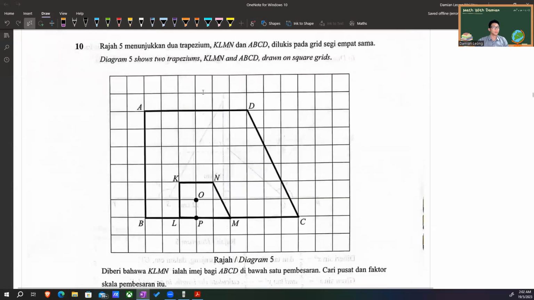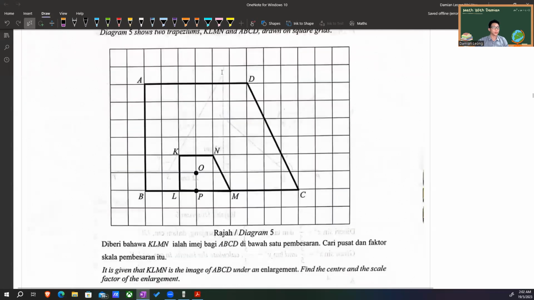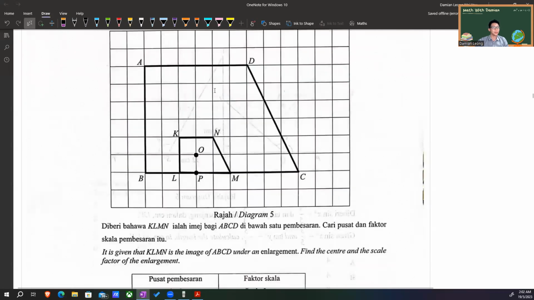Question 10. I have these two trapeziums, KLMN and ABCD on the square grids. So KLMN is the image of ABCD under an enlargement. I want the center and scale factor of the enlargement. If I see the scale factor, I compare the length. KLMN is the image of ABCD, not ABCD image of KLMN. So the smaller one is the image. So scale factor is always length of image over length of object. This is 6 boxes. 2 over 6 means 1 over 3 scale factor.